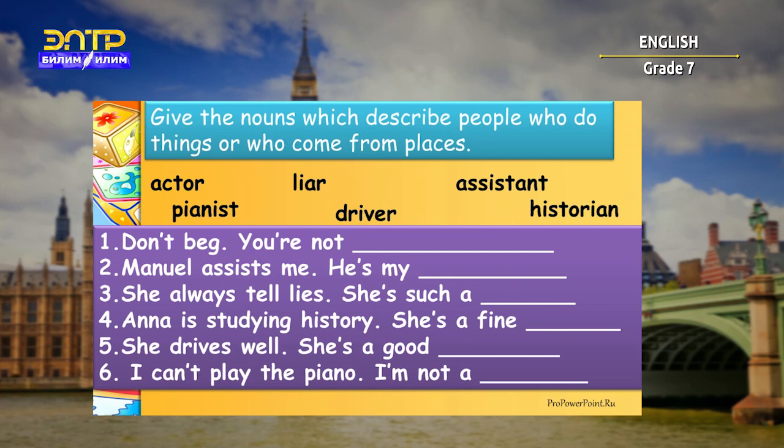In the next task, we can see some sentences and words above them. As you understood, we have to give the nouns which describe people who do things or who come from places. I'm going to give you some time. Let's go.